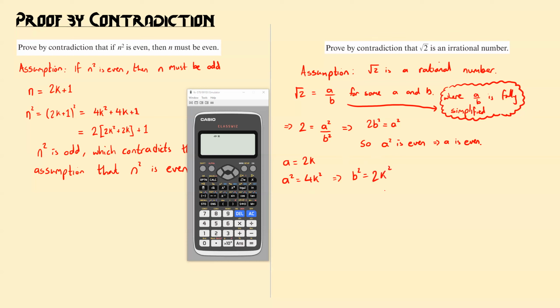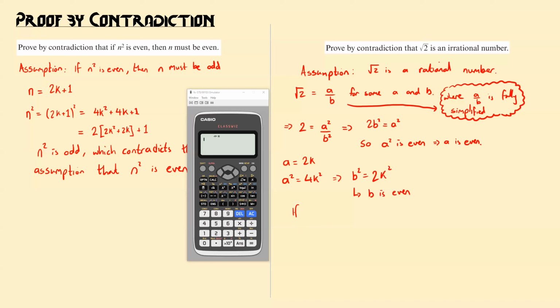So that's that last little bit there. So b is also even here, which is a little bit counterintuitive because it means we can simplify. If both these numbers were even, why would we not be cancelling down? That's going to be the contradiction. So if a was even and b was even, we'd have been able to simplify this further. That is a contradiction because right at the start, I said it's fully simplified. Therefore, root 2 must be an irrational number because we've got this contradiction.